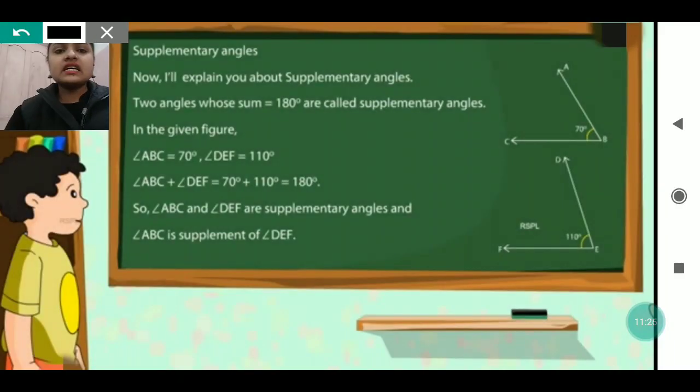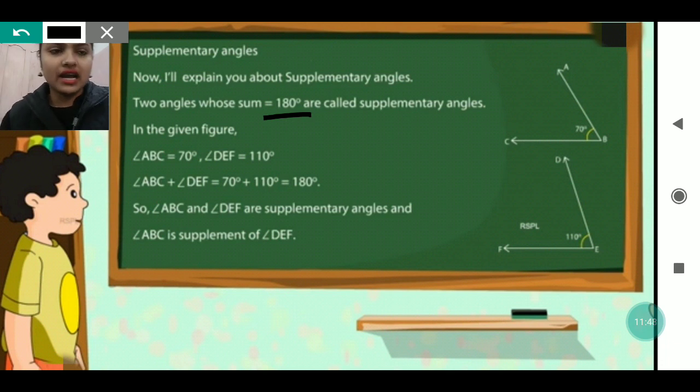In the same way, supplementary angles. Now, what is a supplementary angle? Now, I will explain to you about supplementary angles. Two angles, when you are adding those two angles and you are getting 180, then it means it is a supplementary angle.